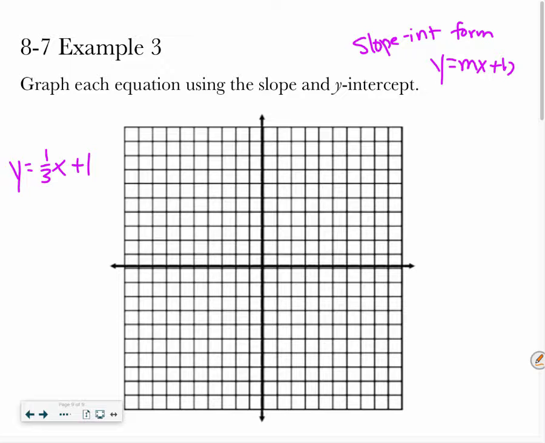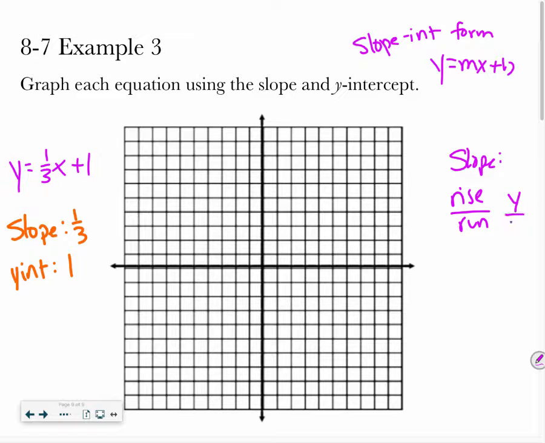So in the last two examples, we practiced identifying the slope and the y-intercept. So let's do that again. Our slope in y equals 1/3 x plus 1 is 1/3, and our y-intercept is 1. So remember, slope is known as rise over run, or your y over your x. So if we have a slope of 1/3, that means we are going to rise 1 and run 3.